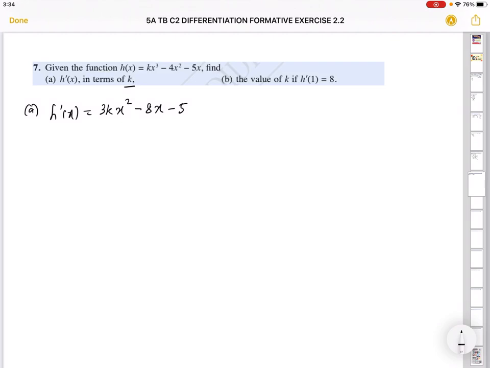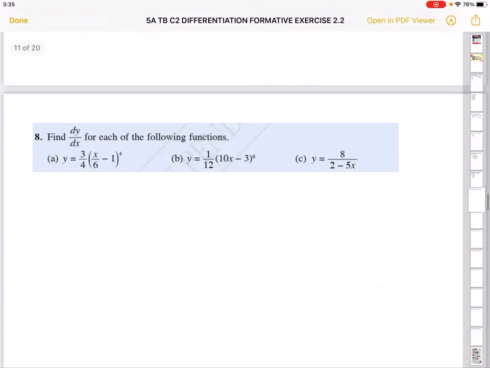Now that is only part A. Part B, I'm supposed to find the value of k given that h'(1) equals 8. h'(1) means we substitute 1 inside my x, and the result is just 8. So 3k + 8 - 5 = 3k + 3... in the working, 3k minus 13 equals 8. When I bring over 13, 13 + 8 is 21. 21 divided by 3, I get 7.